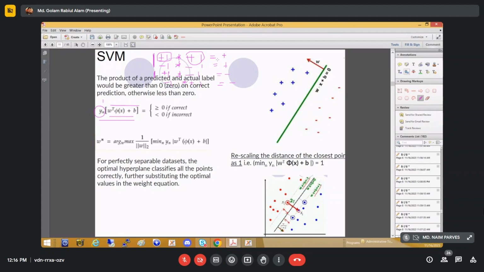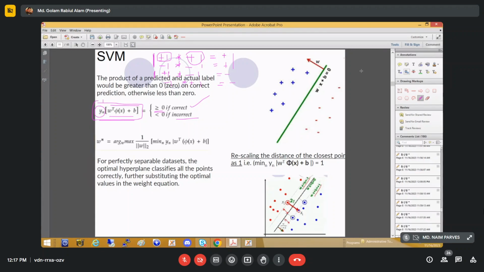So we can see that if the multiplication of these two is positive, then we get the correct classification. Here, if it is greater than or equal to 0, that is positive, and we can say this is a correct classification. If we get something negative, less than 0, it means incorrect classification. So we want to incorporate this concept into our equation.